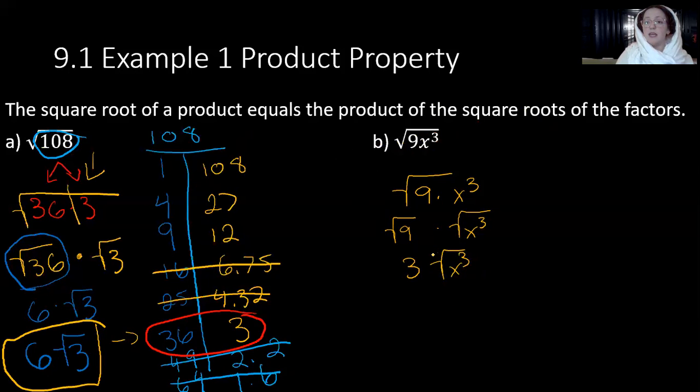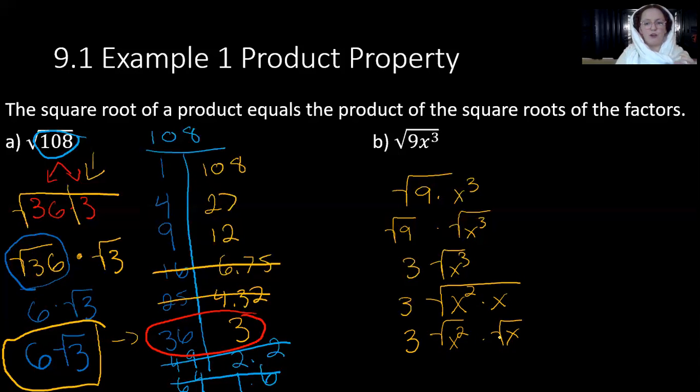The only thing is, is there a perfect square in there? We can do this one again. We're going to have this 3 still over here. I can split apart this x cubed into 2 different things. X cubed can also be written as x squared times x. So we can have this be 3 square root of x squared times the square root of x. So we can still break this down a little farther. The square root of x squared gives us x, and then we've got this leftover square root of x.